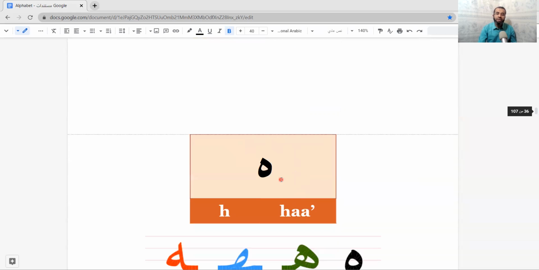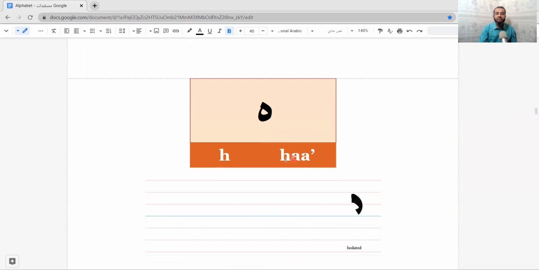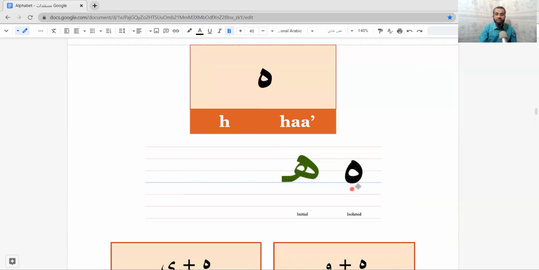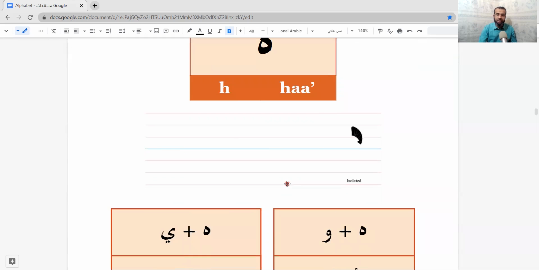A new letter. This is ha, like H exactly. When it's isolated, it's like this. When it is initial, like this. When it is in the middle, like this. And when it is at the end, it looks like this. Look again and write. You see how it is written? You can stop the video and try to write it many times until you master that.